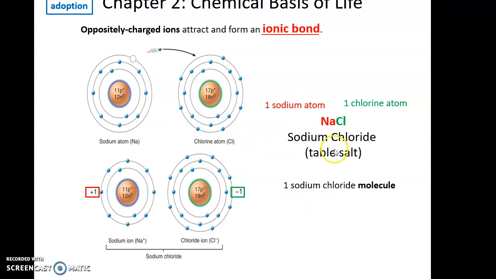So we now have 1 sodium chloride molecule. Molecule? Oh yeah, molecules. You know that already. Molecules are when 2 or more atoms are bound to each other in some form of chemical bond. So again, adoption. Electrons leave 1 atom and go to the other atom. Now they're charged ions, and they form that ionic bond.